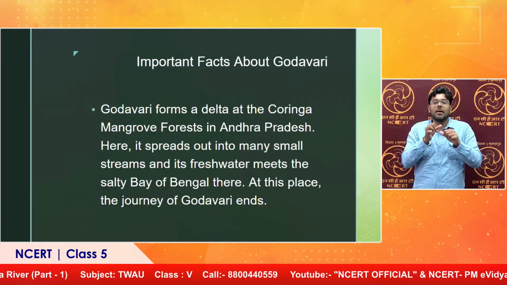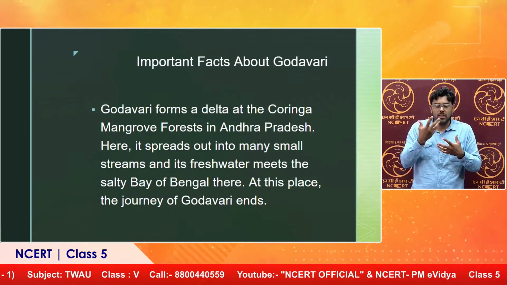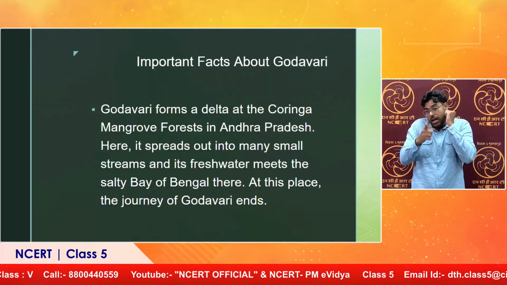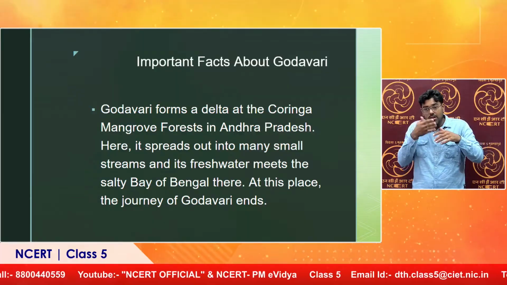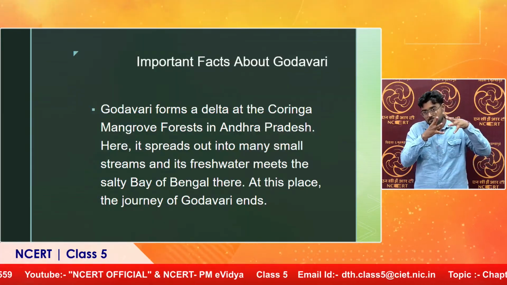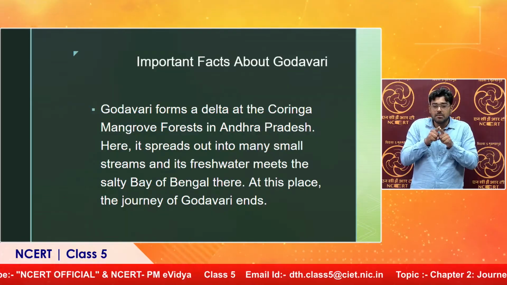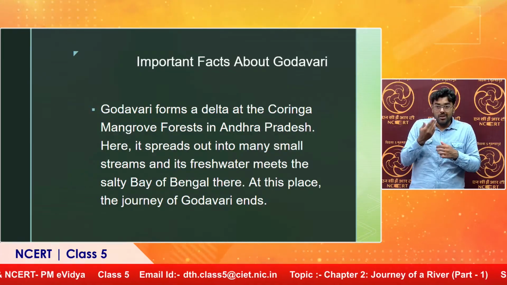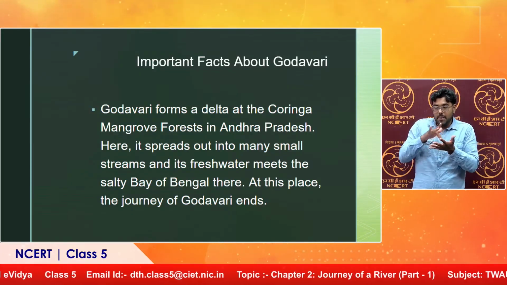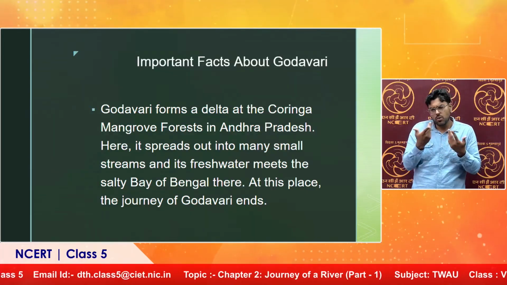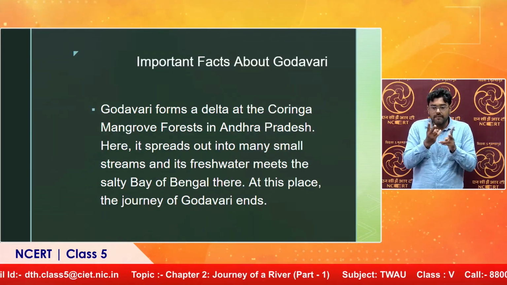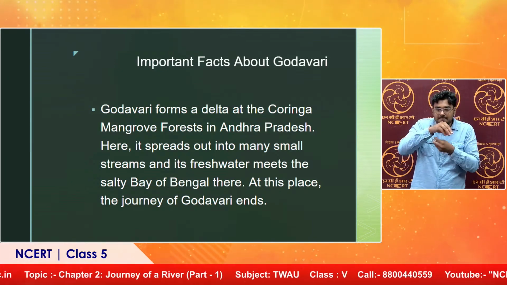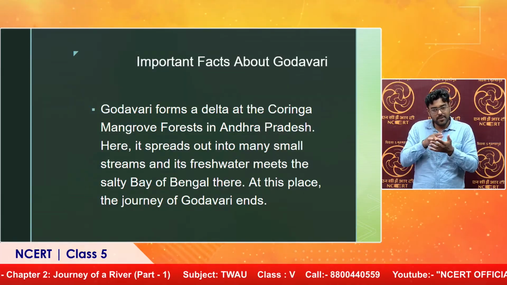How is it created? The river carries with it a large amount of sediments, and at the mouth of the river, it deposits all its sediments there, and it creates some small islands, and that is called a delta. And because of these islands of sediments, Godavari or any river spreads out into many small streams, and its fresh water meets the salty Bay of Bengal there. At this place, the journey of Godavari ends.